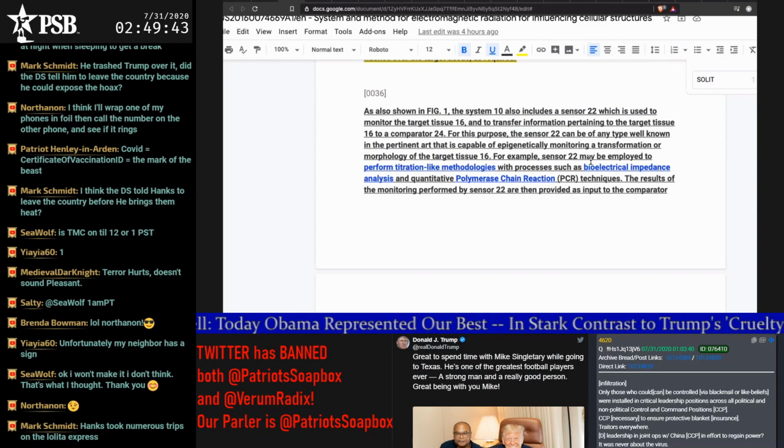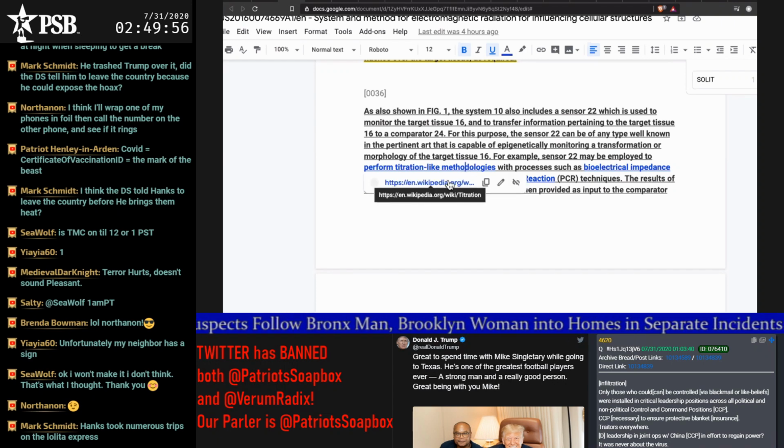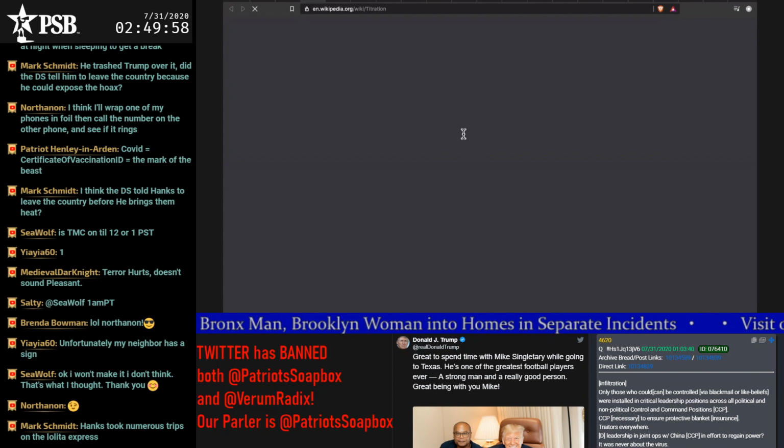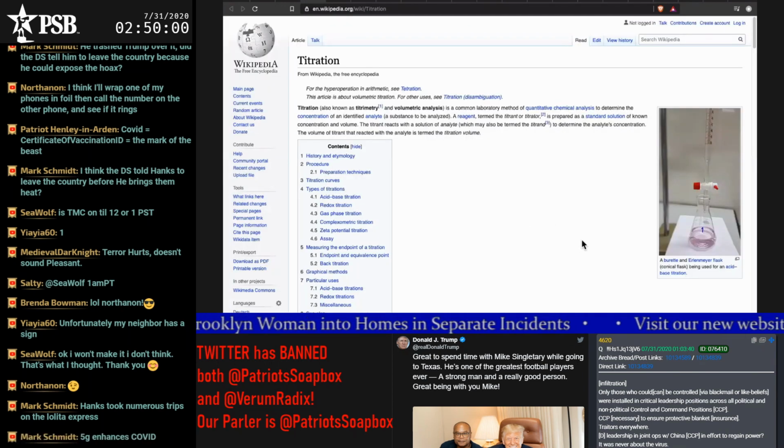So it says here in this patent, they talk about sensors, right? Being able to measure this stuff as they're making these manipulations. And they talk about titration-like methodology. So what is a titration-like methodology? And this is something that you'll see in a lab.